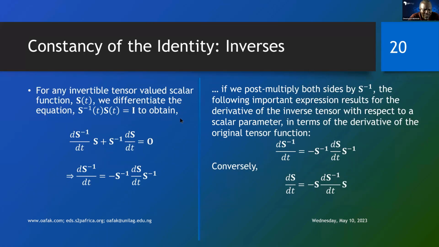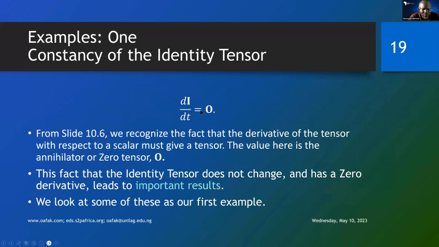For example, here we say the identity tensor will give you 0. If you look at the matrix expression of the identity tensor, it is 1, 1, 1 on the diagonal. If you differentiate 1 with respect to t, you have 0. So all the things on the diagonal become 0 like the other entries. So it becomes the annihilator tensor. So if you differentiate every one of them with respect to t, you are going to get the annihilator tensor. So there's no problem with that.